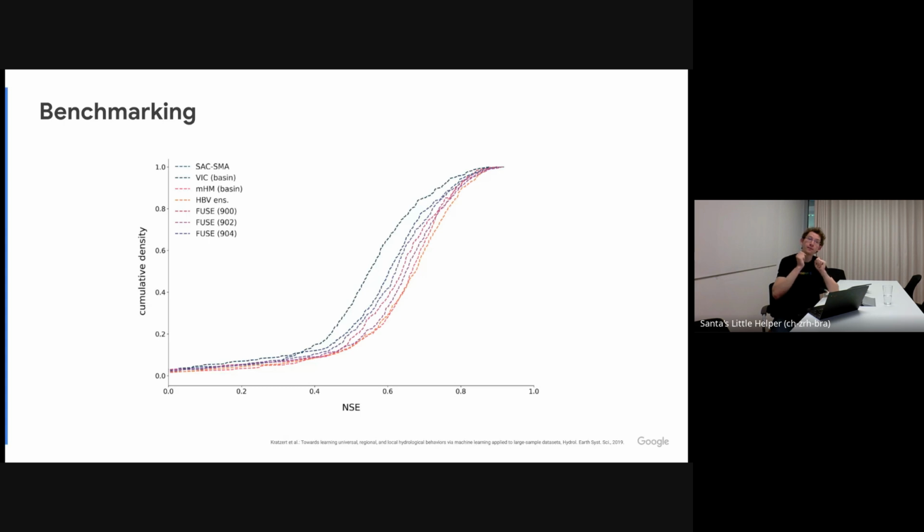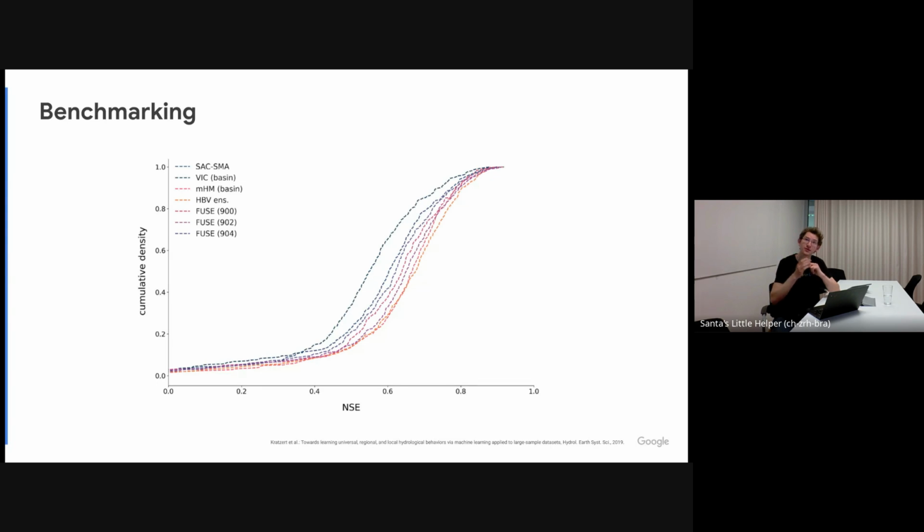What that means is that we take the metrics from the 500 different gauging locations, calculate this NSE value for each one of them, and get these cumulative distribution functions. So curves that are further to the right are better.